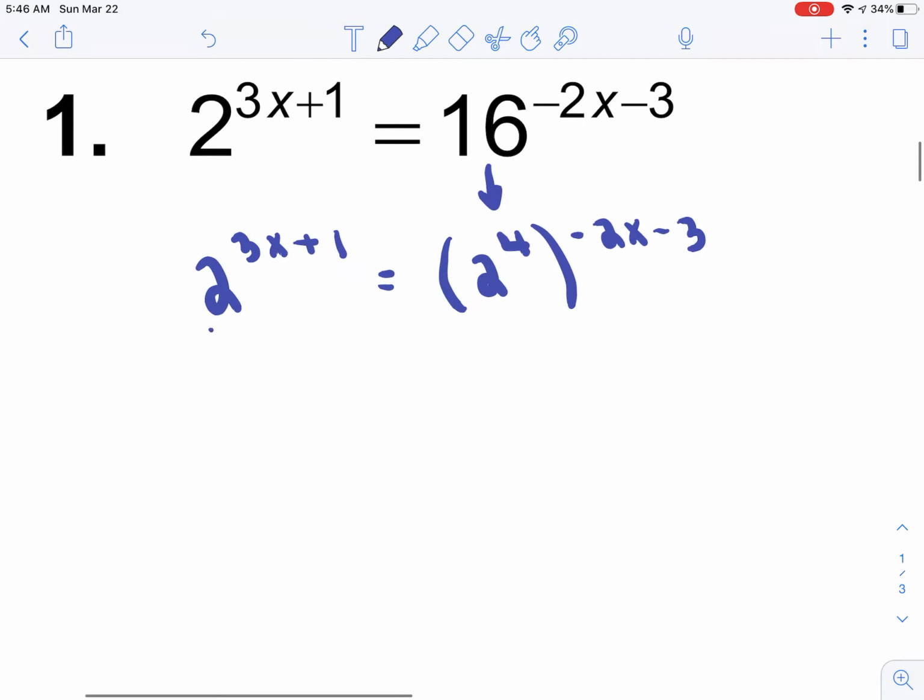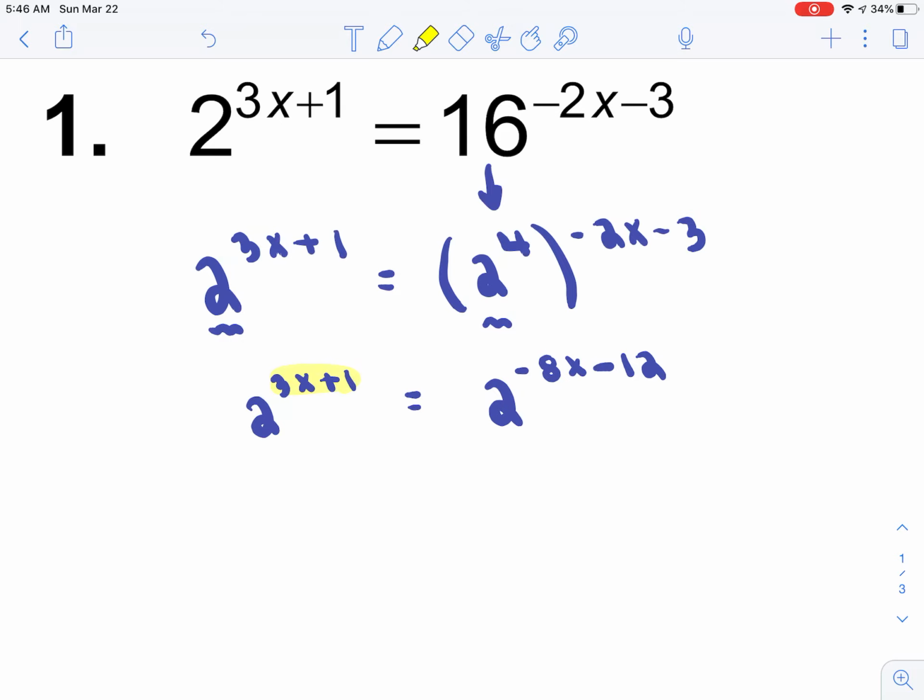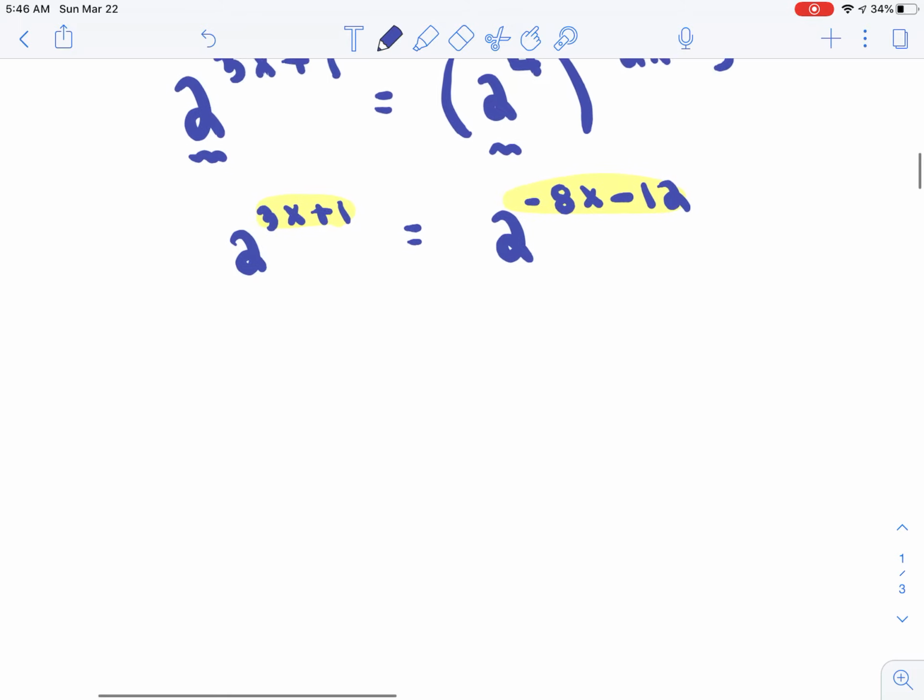If you can get the same base number, which we just did, you can set the exponents equal to each other. However, on the right-hand side, before we can set these exponents equal to each other, we should distribute first. So you get the negative 8x minus 12. And then on the other side, this stayed the same. So what we are going to do is set the exponents equal to each other and solve for x.